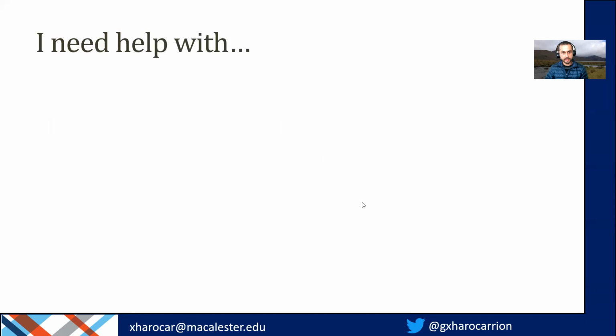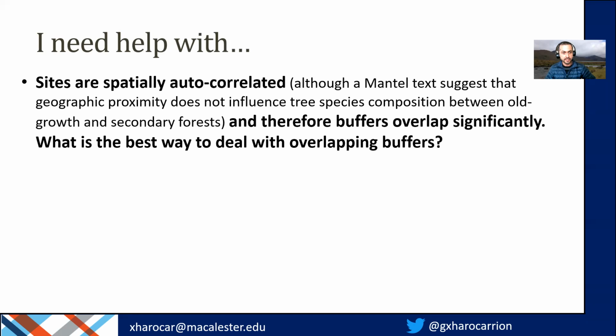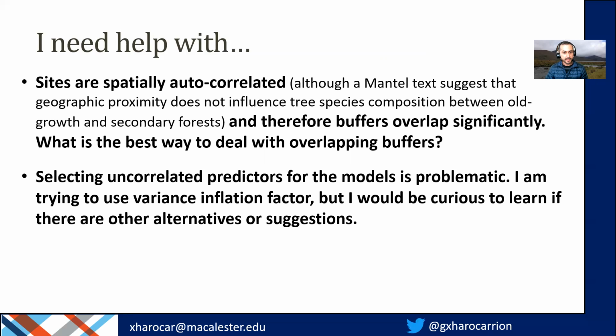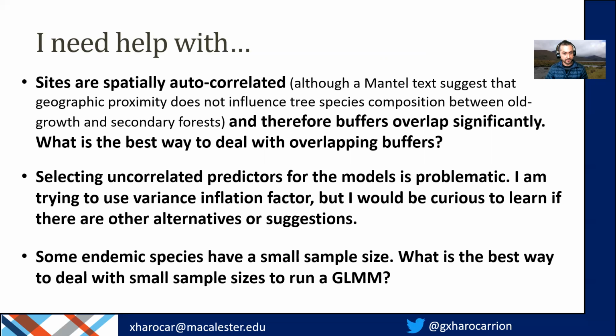And here are some things that I thought I would bring to the discussion in this conference, some things I need help with. Sites are spatially autocorrelated, and therefore buffers overlap significantly. I would be interested to learn how to deal with these overlapping buffers. Selecting uncorrelated predictors for the models is problematic. I'm trying to use variance inflation factors, but I would be curious to learn if there are other alternatives or suggestions. And finally, subendemic species have a small sample size. What is the best way to deal with small sample size in a GLMM?